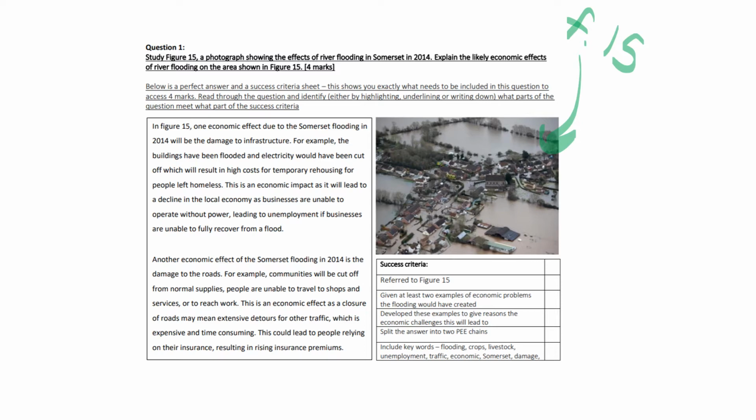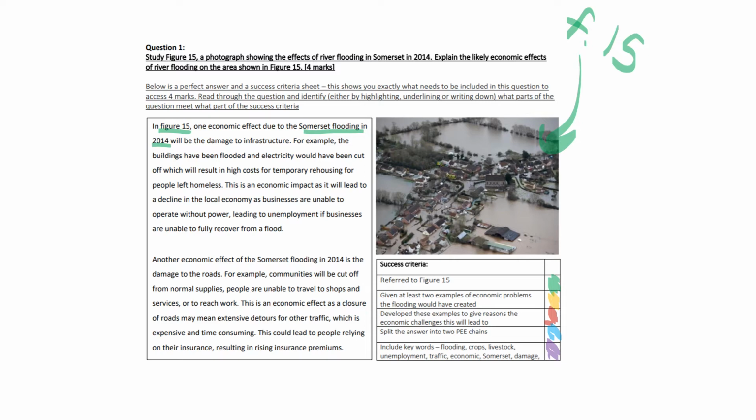So the first thing that we need to do on the success criteria is refer to figure 15. So it says here straight away, in figure 15, and I've also said other things such as the Somerset flooding in 2014, which is also what figure 15 is showing us. So I'm going to go through very quickly and just highlight my key. And then we need to identify all of these things.